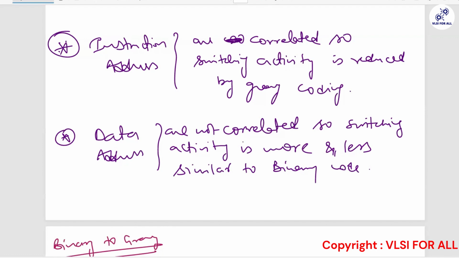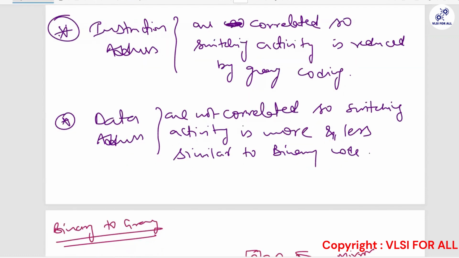Do you have any questions on binary to gray or gray to binary, and binary versus gray? If you have any questions, you can ask me. Otherwise, I'll jump to one-hot coding.